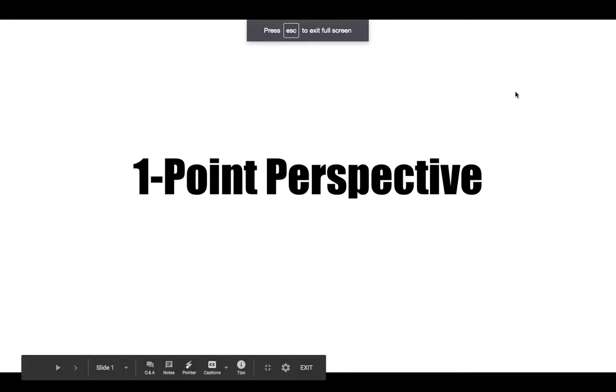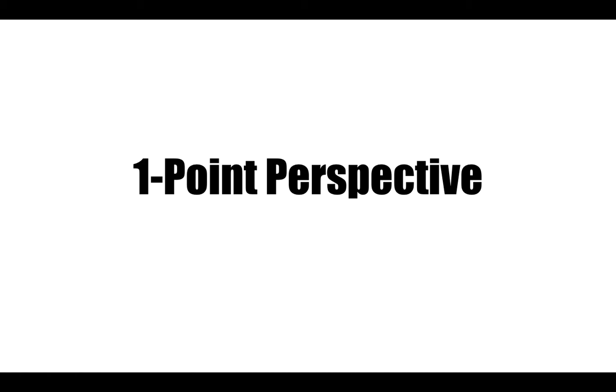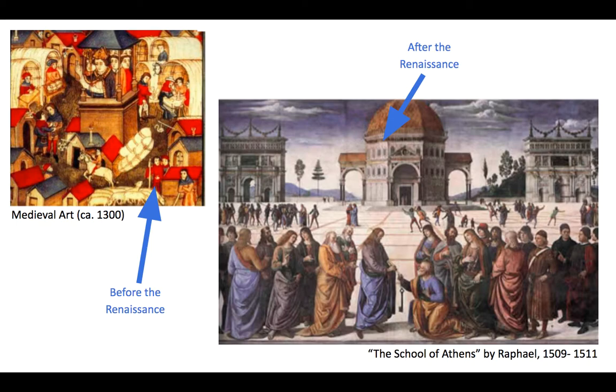Today we're going to be learning about one-point perspective, which is a formula that artists use to create the illusion of depth and space in a work of art. One-point perspective was discovered during the time of the Renaissance.